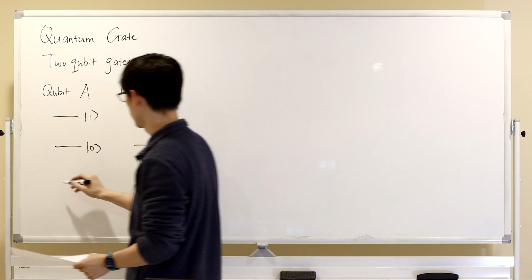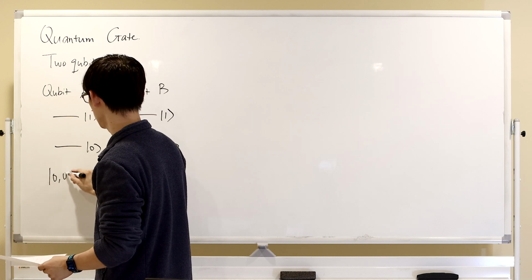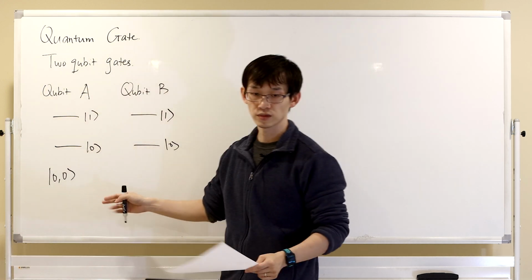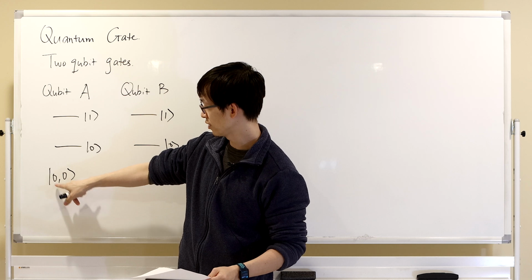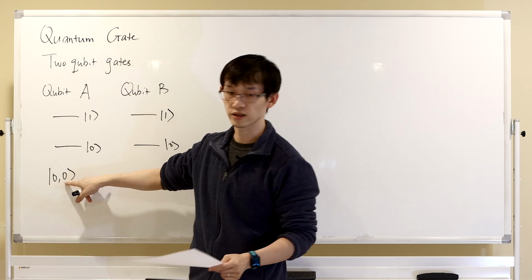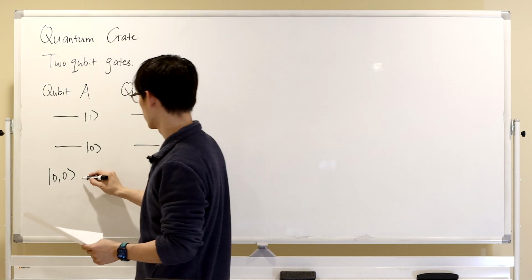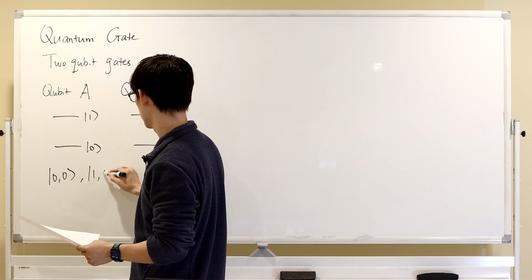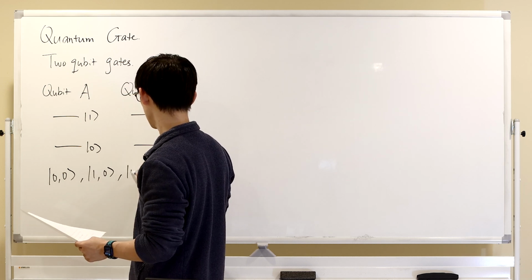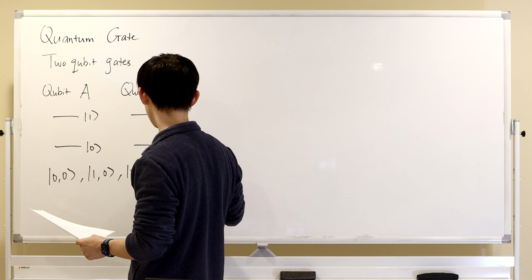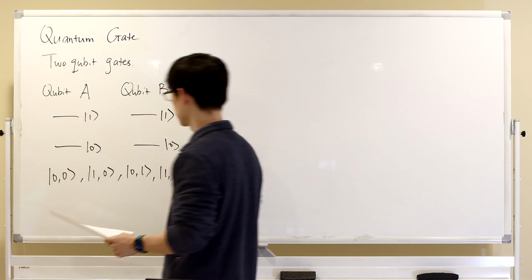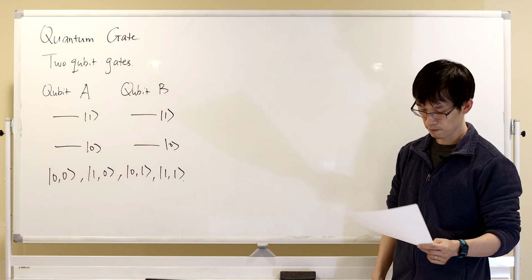One is that they're both in ground state. This is a notation: you have a comma here, and then first qubit, second qubit. Both of them are in ground state, and then first qubit in ground state, second qubit in excited state, and then first in excited state, second in ground state, and then both of them in excited state. So there are four options here.